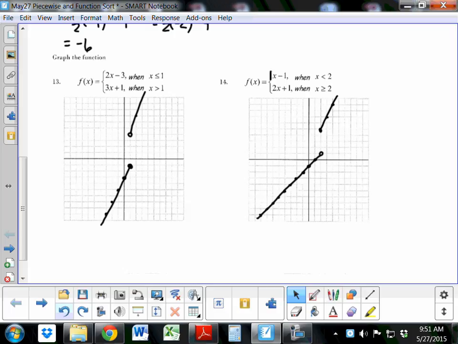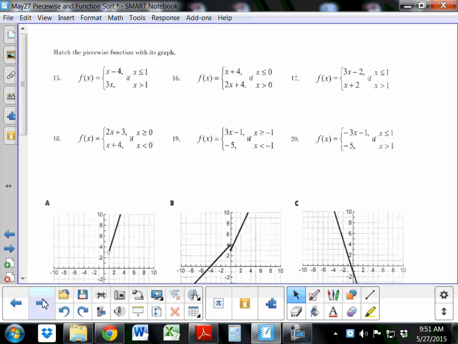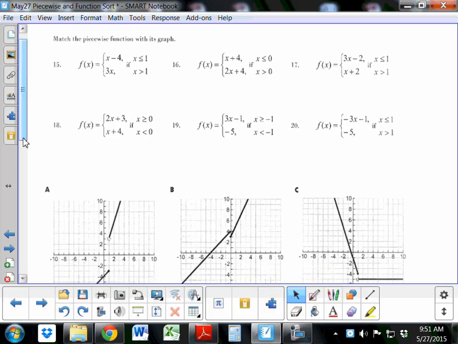But what I want you to do on the back, I want you to do it on your own. On your own, I want you to attempt to match. So you have 6 graphs and 6 piecewise equations. So your goal, again, on your own, is to try to match a letter to each of the piecewise equations.